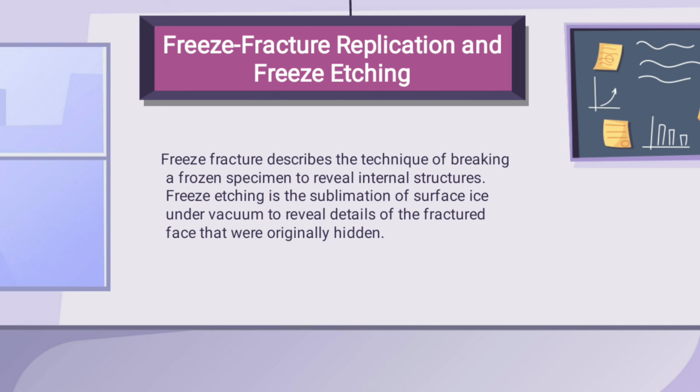Lastly, we have freeze fracture, replication, and freeze etching. Freeze fracture describes the technique of breaking a frozen specimen to reveal internal structures. Freeze etching, on the other hand, is defined as the sublimation of surface ice under vacuum to reveal details of the fractured face that were originally hidden. So that would be all for the lesson on Transmission Electron Microscopes.